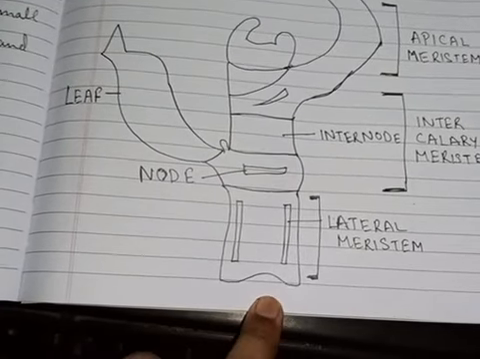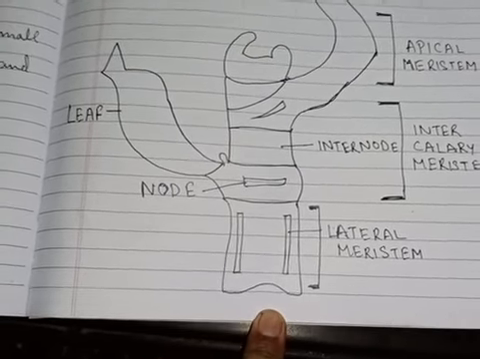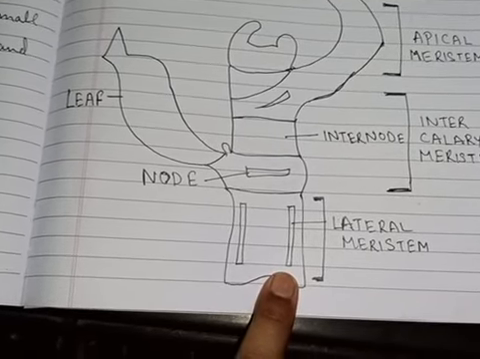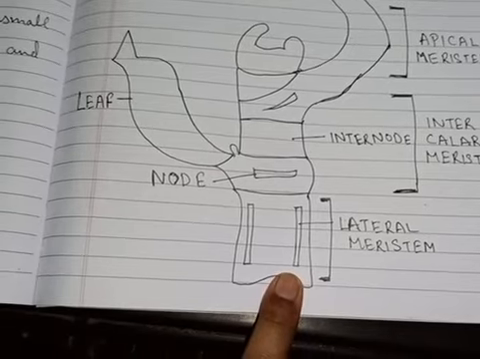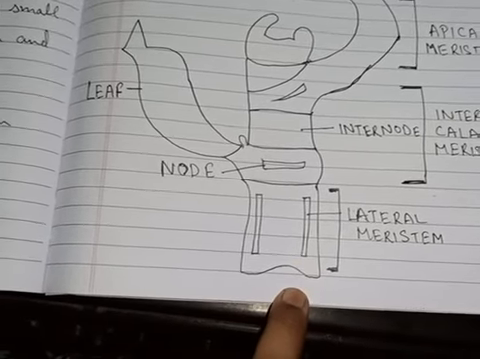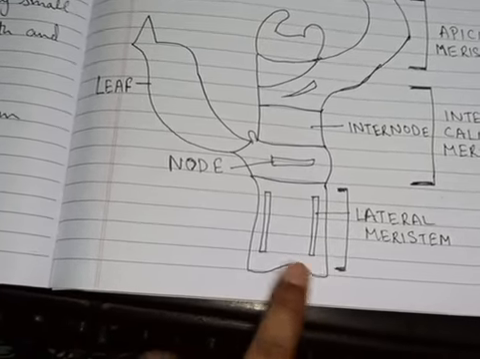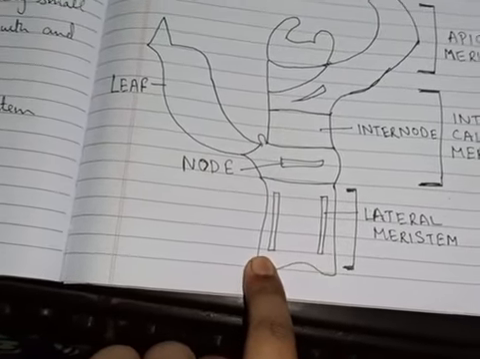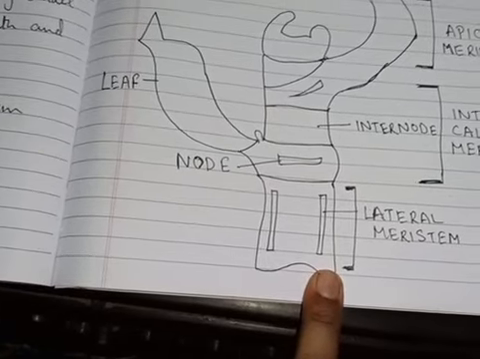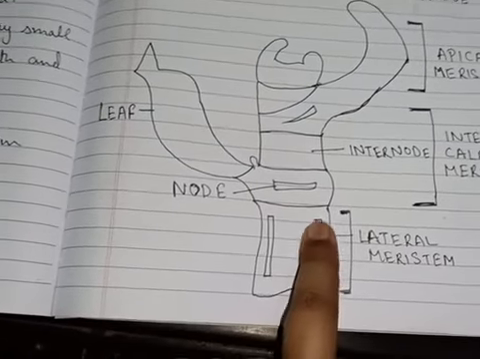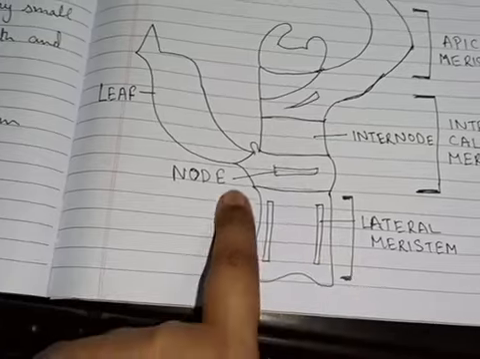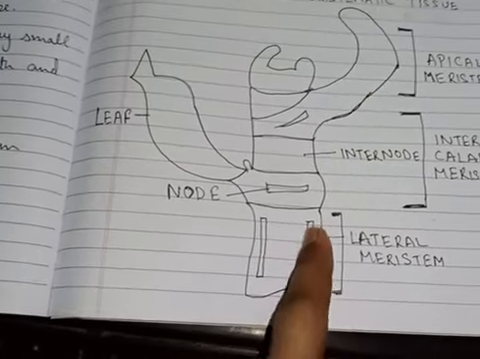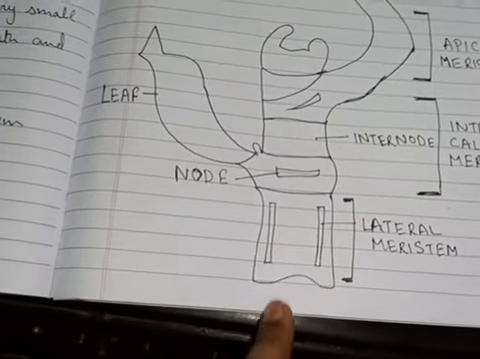Now the third part is the lateral meristem. It occurs on the side of stems and roots and causes them to increase in girth. It is always found on the side of the stem. This is the stem and this is the side of the stem, so the lateral meristem is found at the side.